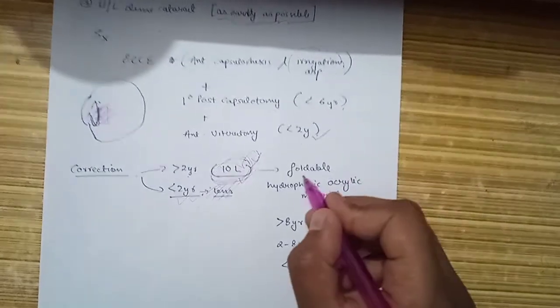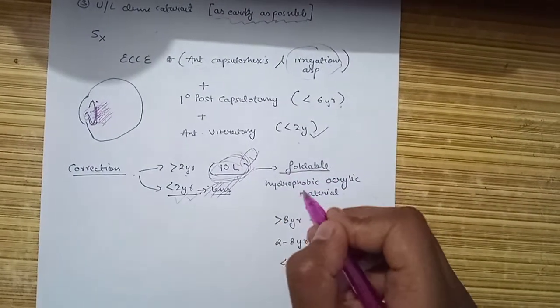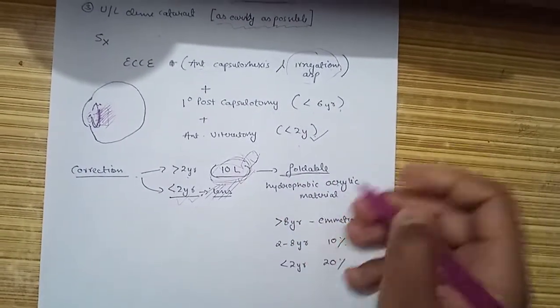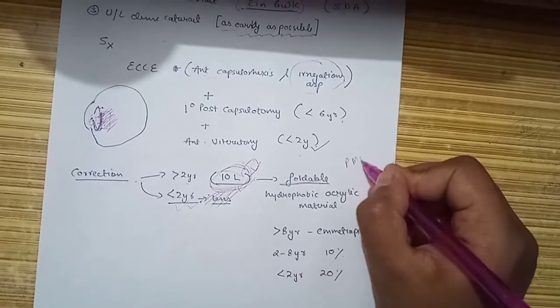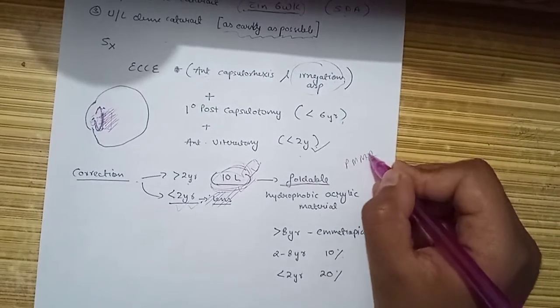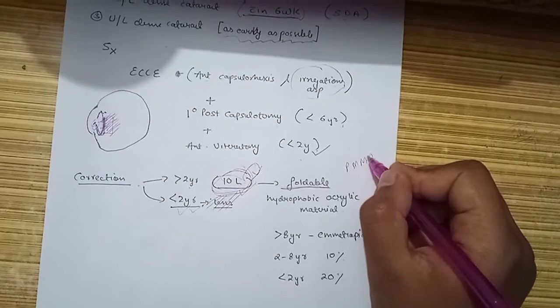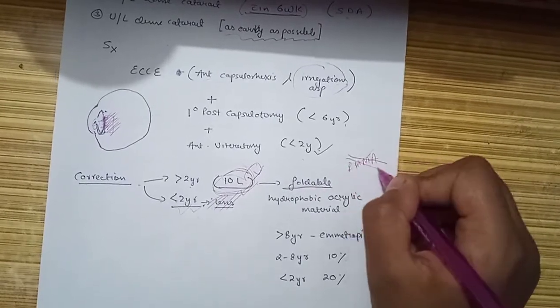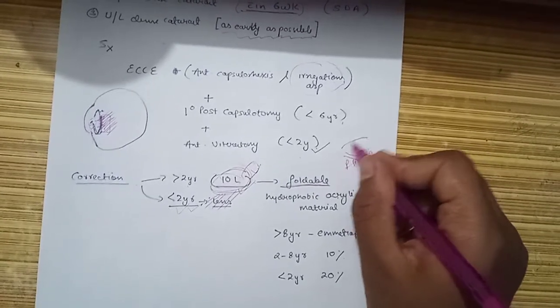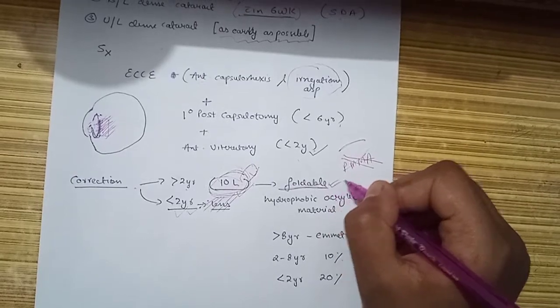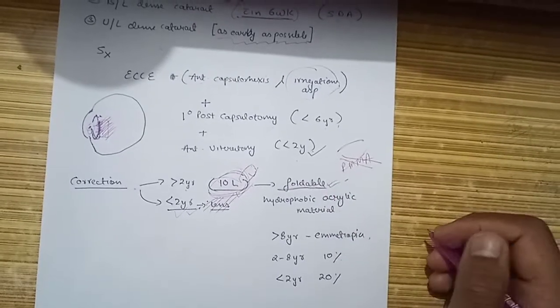Now the IOL that is used is the foldable one and it is made up of hydrophobic acrylic material. Now polymethyl methacrylate IOLs, which are not foldable, are not preferred nowadays because for these we have to make a bigger incision, whereas foldable ones are inserted through a smaller incision.